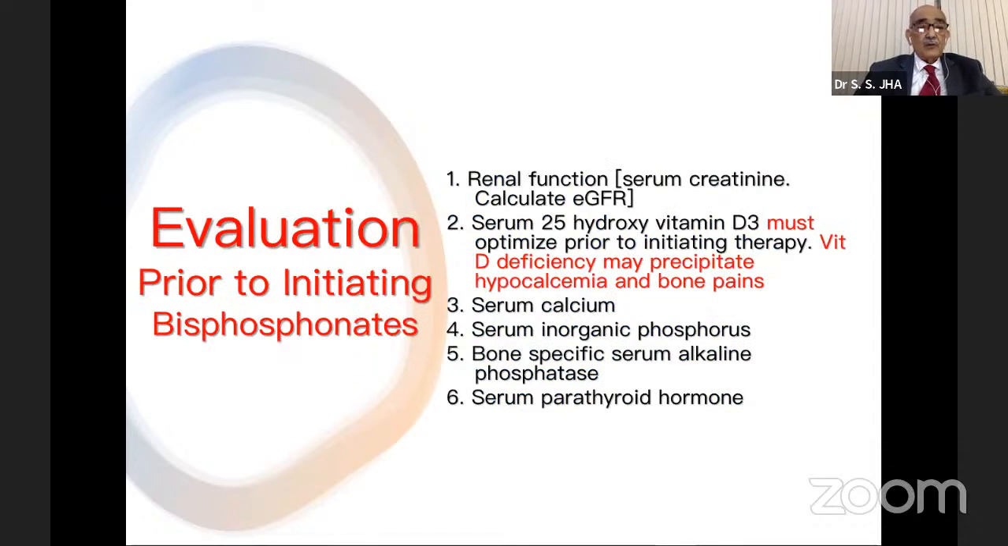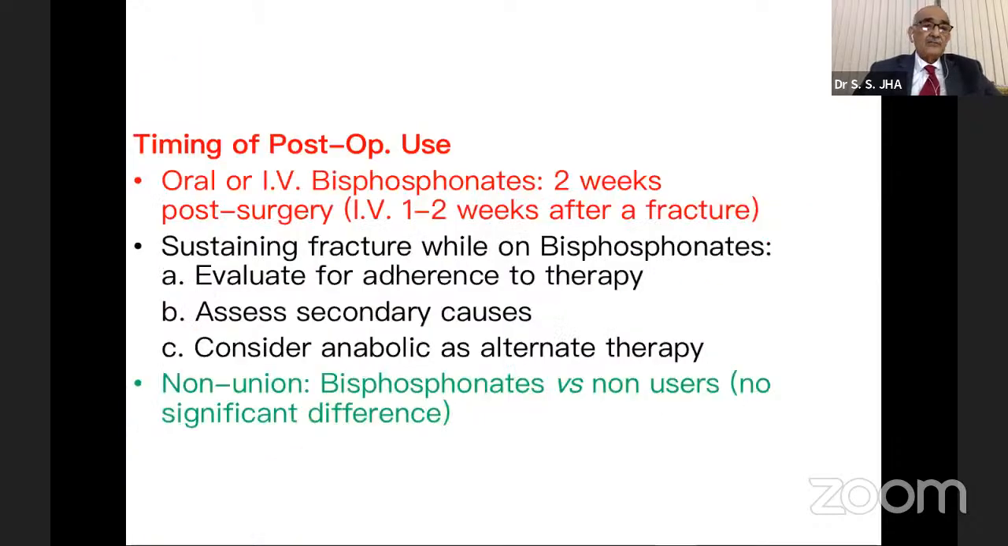Now, we must evaluate our patient prior to initiating bisphosphonates. So one is already said, eGFR, renal function. Second, serum 25-hydroxyvitamin D3 must be optimized prior to initiating therapy. Vitamin D deficiency will precipitate hypocalcemia and bone pains. Serum calcium will also have to be looked into. And whenever you are looking into serum calcium, you must also look into serum albumin. Serum inorganic phosphorus, alkaline phosphatase, parathyroid status.